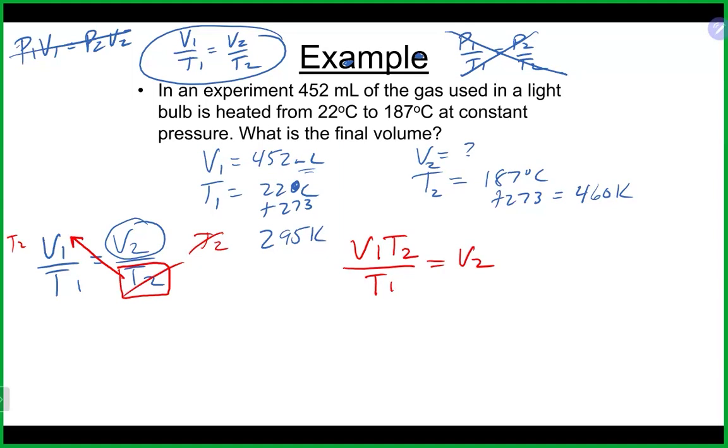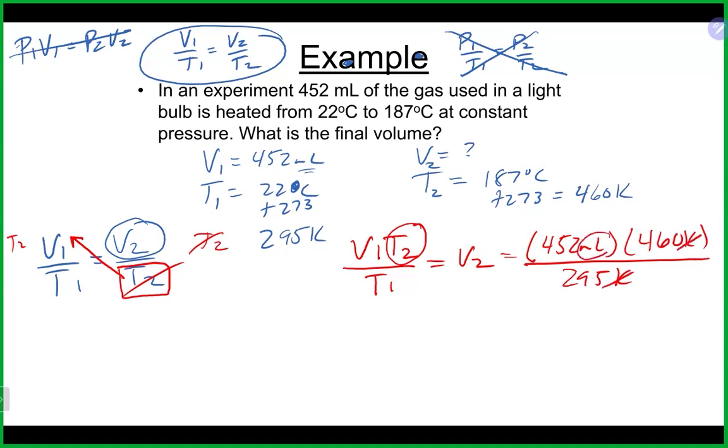Now that we did that, we want to also make sure that when we put our numbers in, we get our correct numbers in the right spot. So we are looking for V1 first, which is 452 milliliters. We actually want T2 on top, so that is our 460 divided by our T1, which is our 295 Kelvin. Here, the Kelvins will cancel. That's going to leave us our volume in milliliters. So that's 452 times 460 divided by 295. That'll give us something like 705 milliliters as our volume.